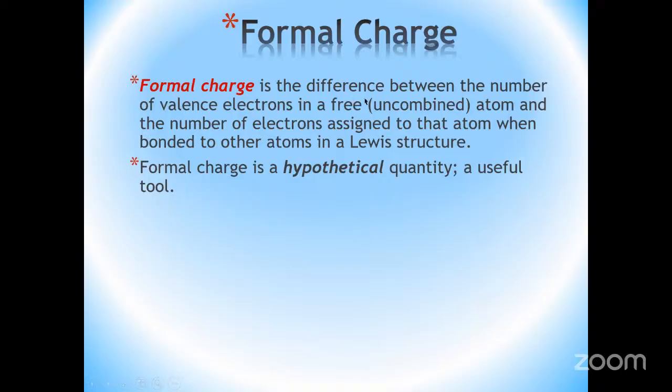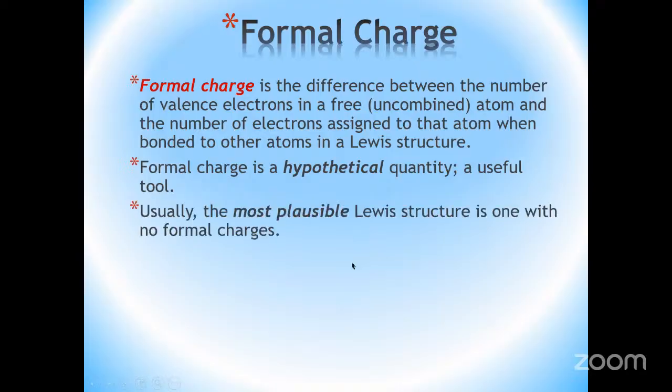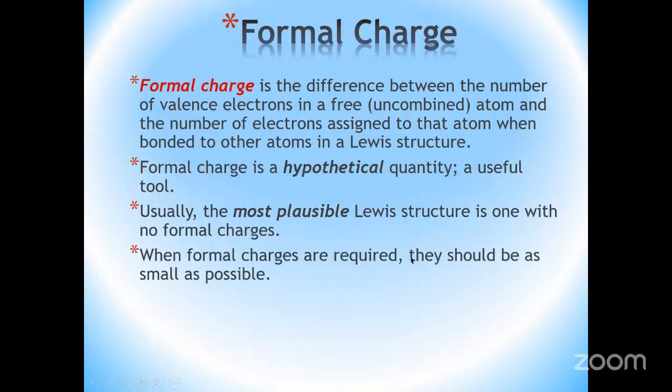Formal charge is a difference between the number of valence electrons in a free atom and the number of electrons assigned to that structure when bonded to other atoms in a Lewis structure. Please note that a formal charge is basically a hypothetical quantity, which is a useful tool for determining the Lewis structure, especially when it comes to multiple bonding. Now, there's a formula that I use to calculate the formal charge, but before we get to that, some other things about formal charges that you need to keep in mind when drawing Lewis structures. Usually, the most plausible Lewis structure is the one with no formal charges, right? So we try to work with a situation where there are no formal charges, even though that's not always possible.